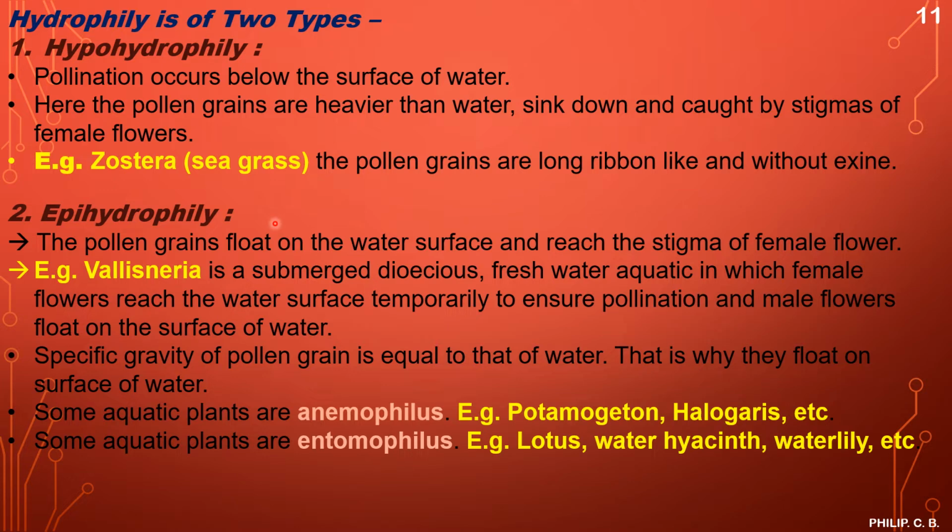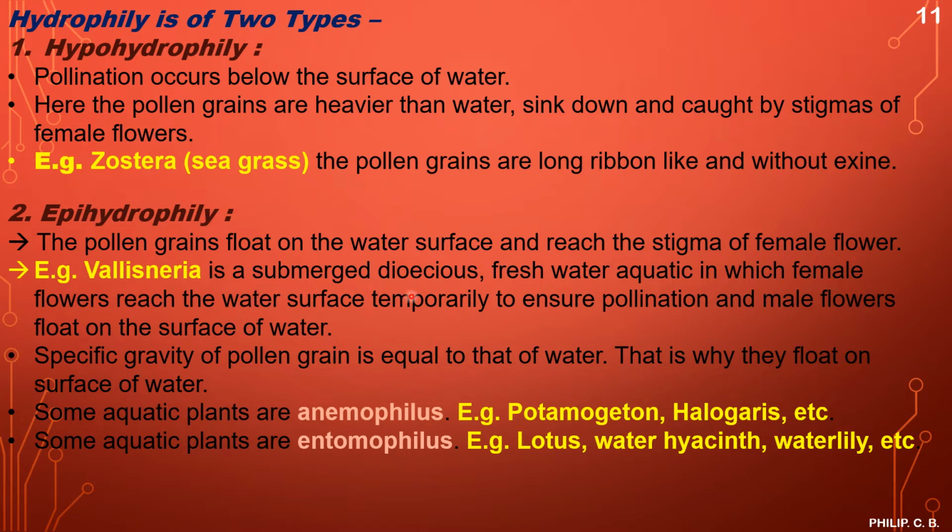Second, epihydrophily. The pollen grains float on the water surface and reach the stigma of the female flower. So in epi, the pollen grains float. It is just the opposite of hypo: in hypo, the pollen grains go below the surface; here they float on the water. The example is Vallisneria. Both examples, Vallisneria and Zostera, we just saw in the previous slide. We will see some more images in the next slide.